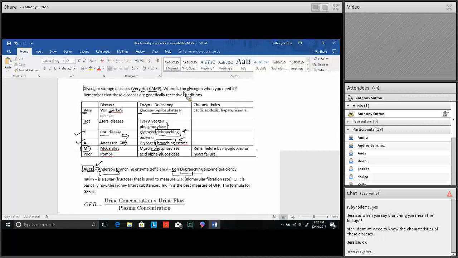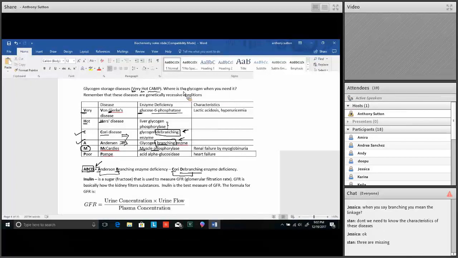Very good. Do we need to know the characteristics? No. That's a good question. The answer is no, Stan. What they would ask you, if they ask you anything, is basically the enzyme deficiency, not the characteristics. The only one they really would ask about characteristics for is McArdle's, because McArdle's will give you proteins in your urine. So with McArdle's, you'll get this myoglobinuria, right? So you'll get proteins and things in the urine. That's the only difference, okay? But all of them will give you hepatomegaly.